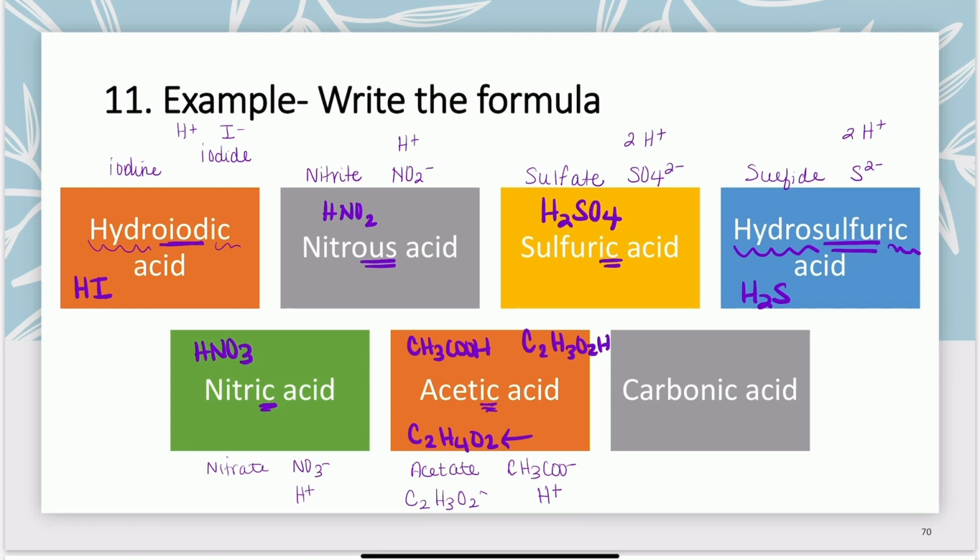And carbonic acid. Ic means it came from ate. So carbonate, CO3 2 minus. I need 2 protons to neutralize this, or to make this a neutral compound. H2CO3. And that's what eventually leads to the bubbles in your drinks.